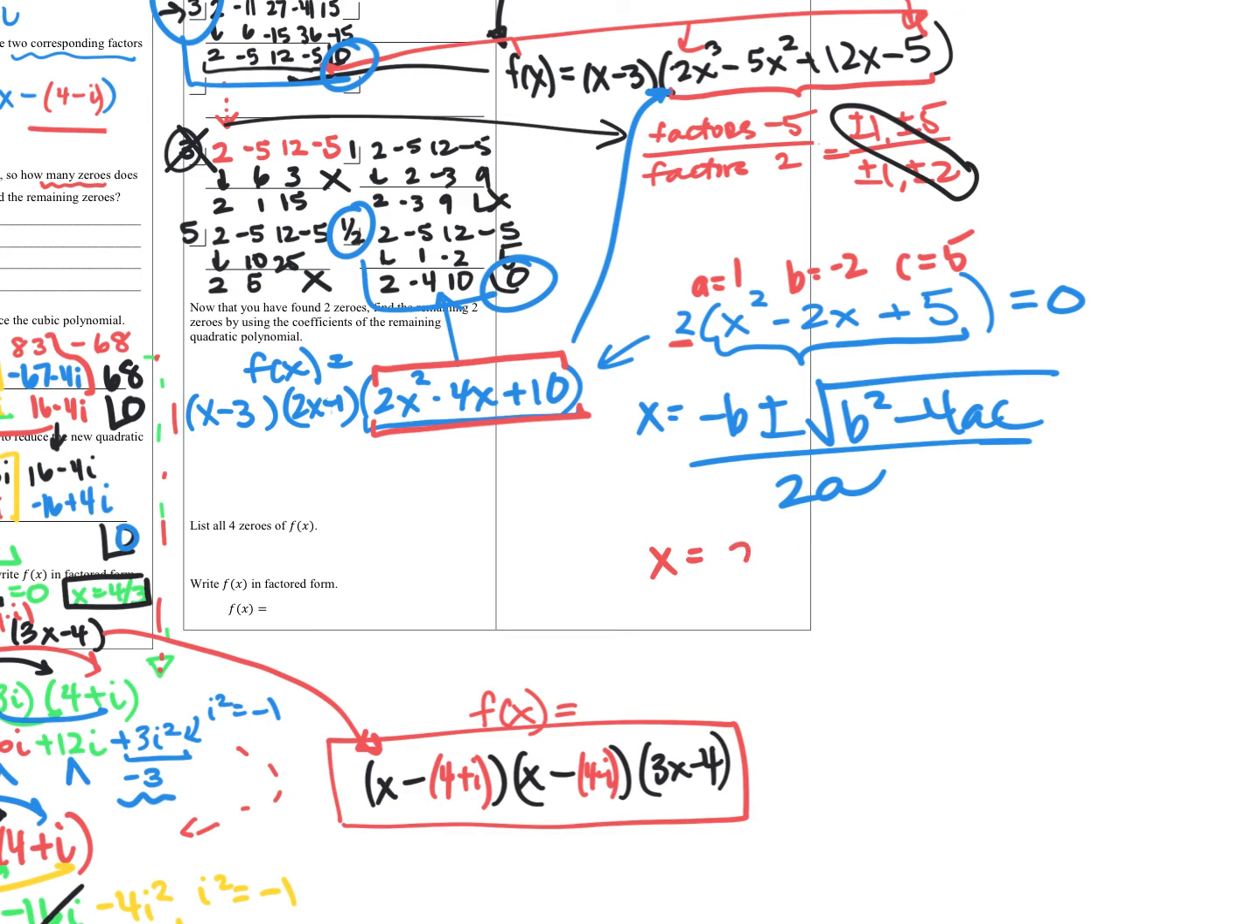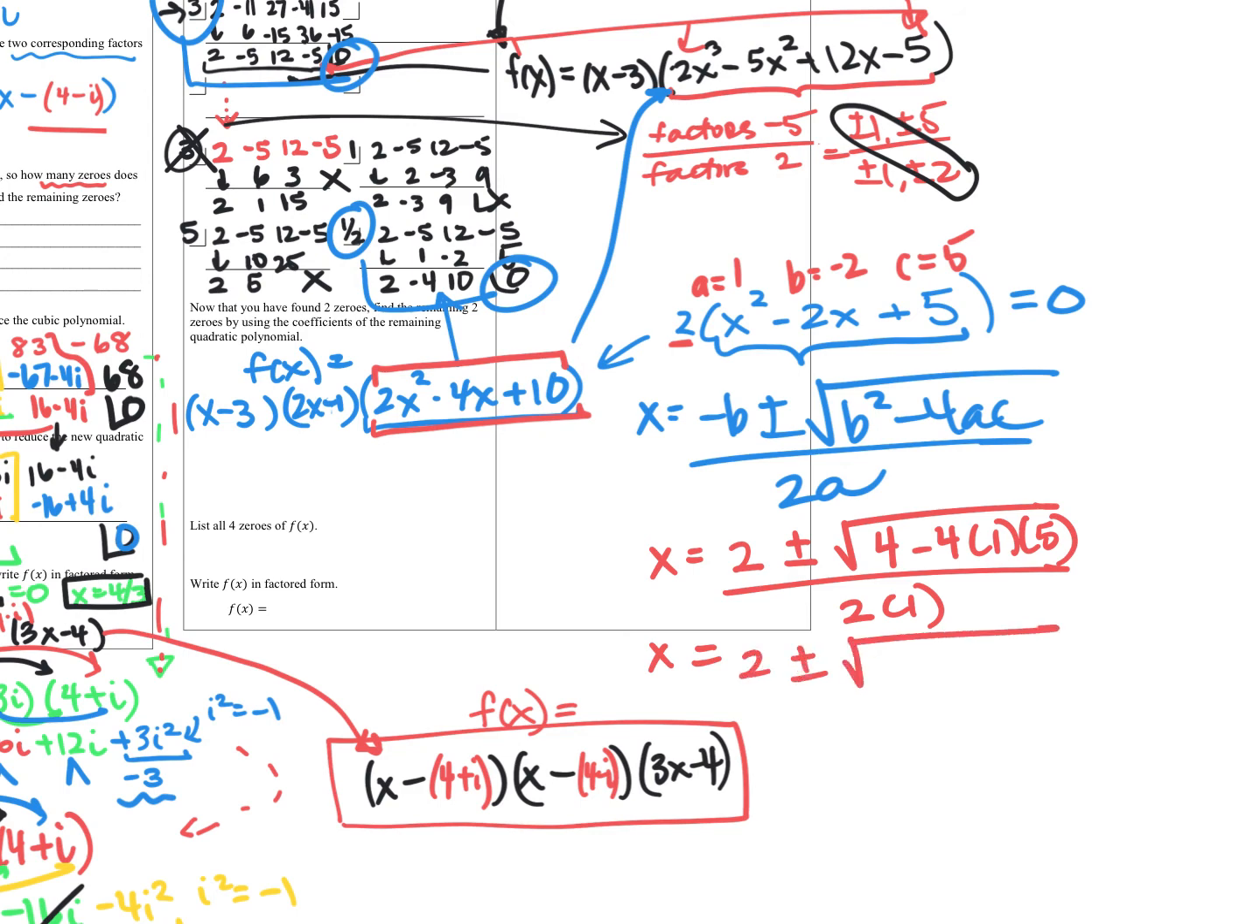So negative b would be a positive 2 plus or minus the square root. Negative 2 squared would be 4 minus 4 times 1 times 5 all over 2 times 1. So x is equal to 2 plus or minus the square root. Negative 4 times 1 times 5 is negative 20. So we have 4 minus 20, which would make a negative 16 all over 2. Well, if you have that negative inside, we know that we're going to have an imaginary number here.